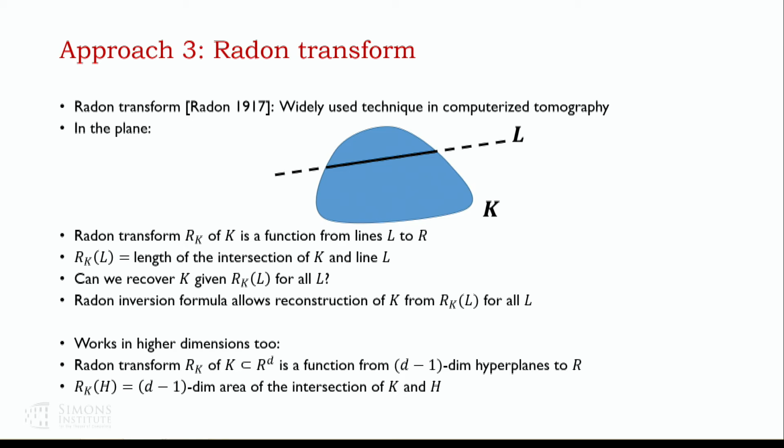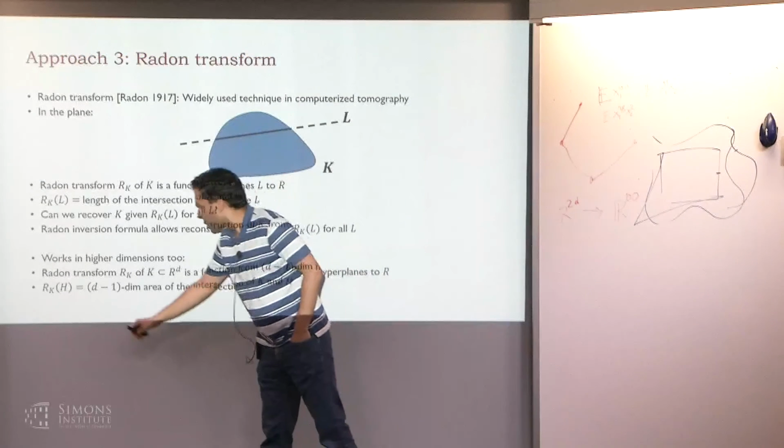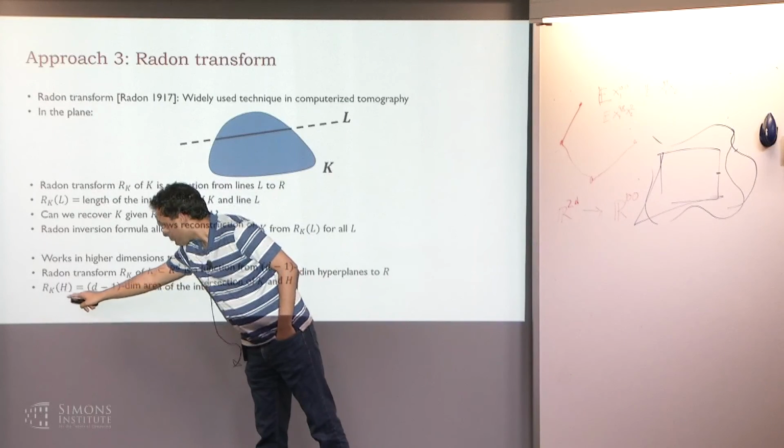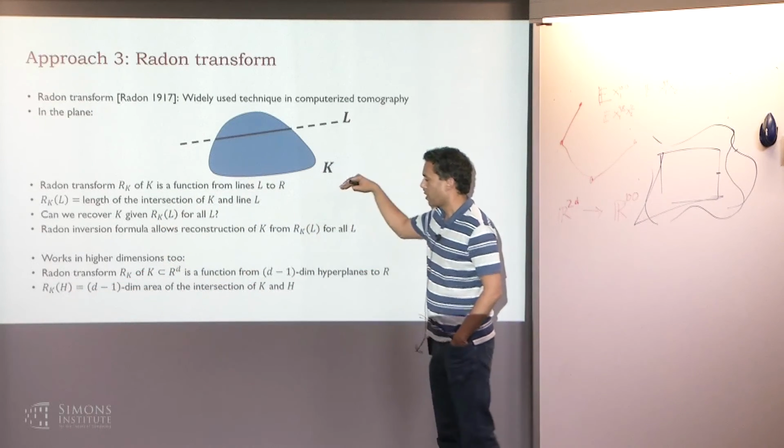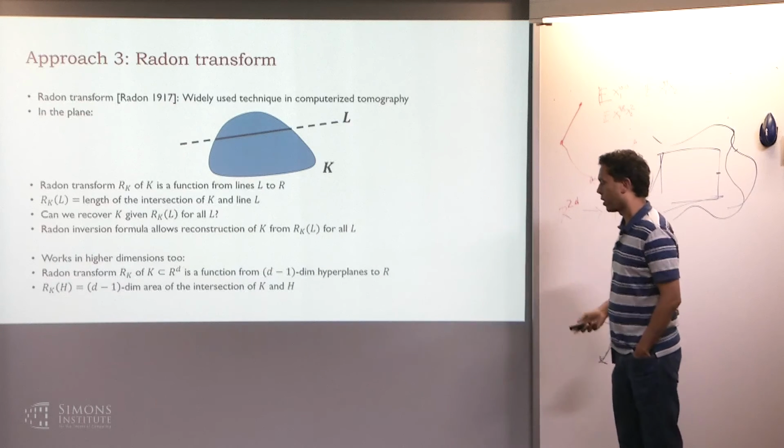But in high dimensions, I will not work with what is probably the more natural generalization, where you take the convex body and take the length of intersection with a line. Instead of a line, we will work with d-1 dimensional hyperplanes. So the Radon transform now is a function from the hyperplanes to reals, and it's just the area of the intersection of the hyperplane and the body.